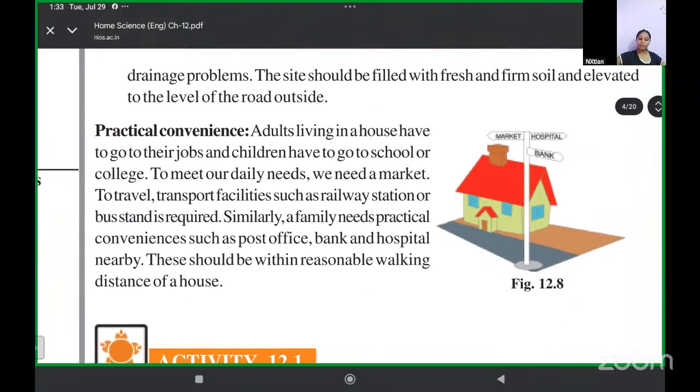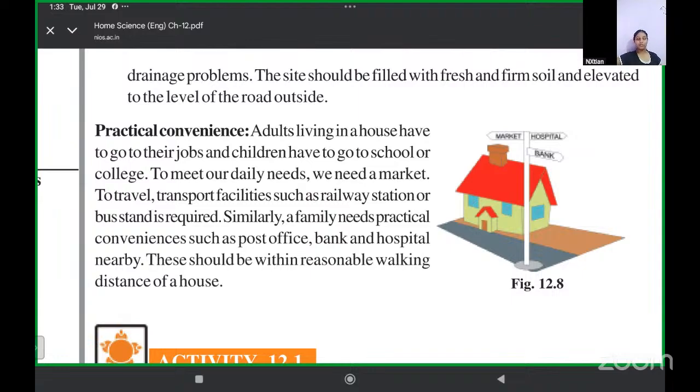Then there is practical convenience. Adults living in a house have to go to their jobs, and children have to go to school or college. To meet our daily needs, we need a market. To travel, transport facilities such as a railway station or bus stand are required. Similarly, a family needs practical conveniences such as a post office, bank, and hospital nearby. These should be within reasonable walking distance of a house, like 5 or 10 minutes.